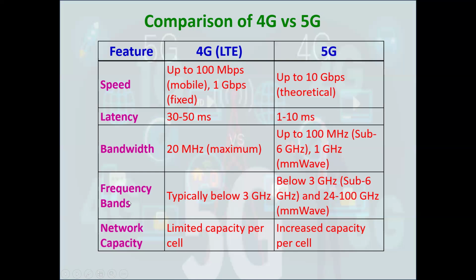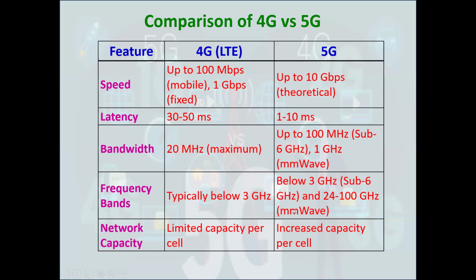The next feature is the frequency bands. The 4G networks primarily operate within frequency below 3 gigahertz. These lower frequencies provide decent coverage and penetration through buildings, but have limited capacity compared to higher frequencies.